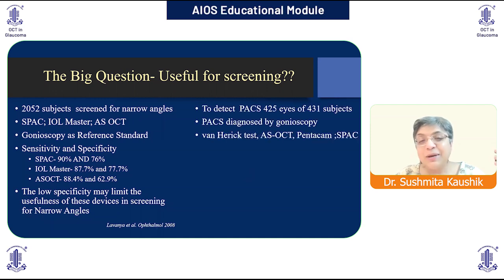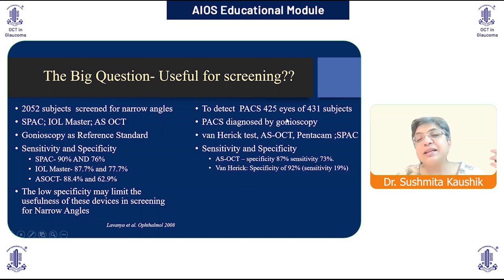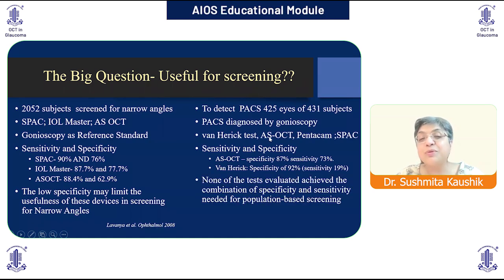Similarly, another study to detect PACS, 425 eyes of 431 subjects. PACS was first diagnosed by gonioscopy and then was put to a Van Herick, AS-OCT, pentacam and again SPAC. The AS-OCT specificity was 87 and sensitivity was only 73. Again, we were missing out. None of these tests evaluated achieved the combination of specificity and sensitivity needed for a population-based screening.